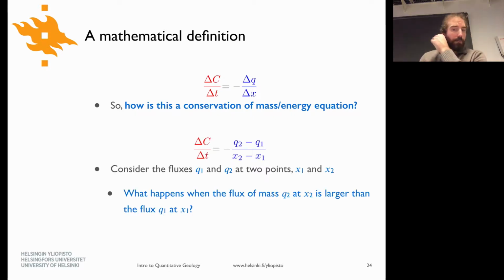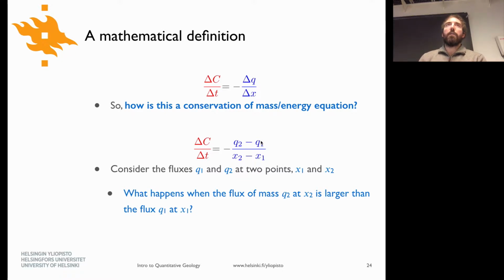Well, how does that go? Well, we can look at it just in general terms first, and that is to consider some fluxes, Q1 and Q2, at two different points, x1 and x2. What's going to happen here if the flux of mass Q2 at x2 is greater than the flux at x1, Q1? So let's say Q2 is bigger than Q1. And again, we'll assume that x2 is larger than x1.